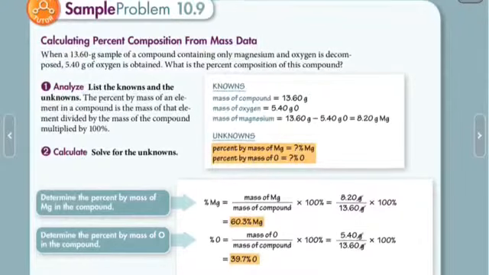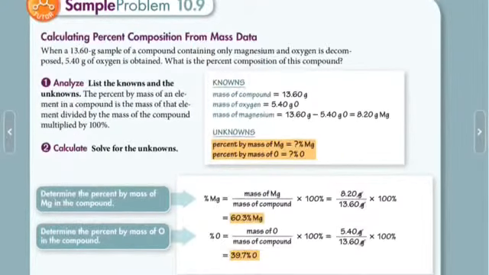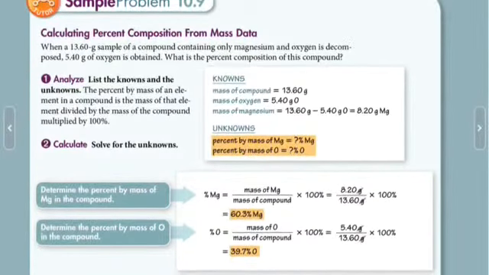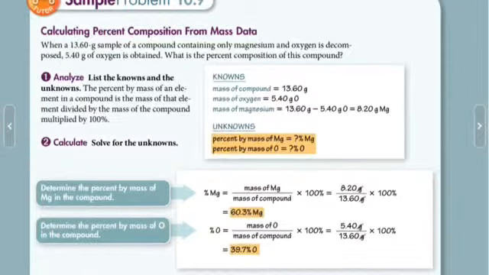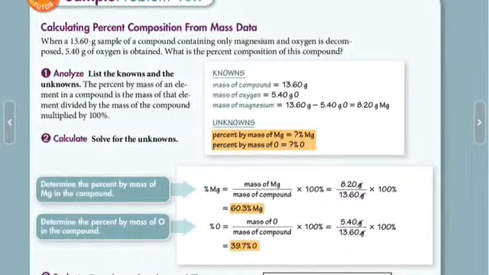The first step of this problem is to find out what you know, which is the mass of the compound, 13.60 grams, the mass of oxygen, 5.40 grams, and the mass of magnesium, which is 13.60 grams minus 5.40 grams, which equals 8.20 grams.